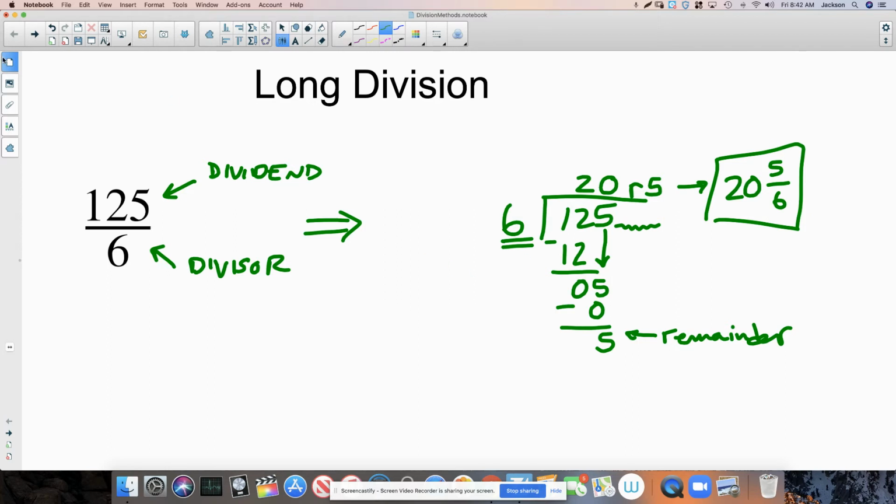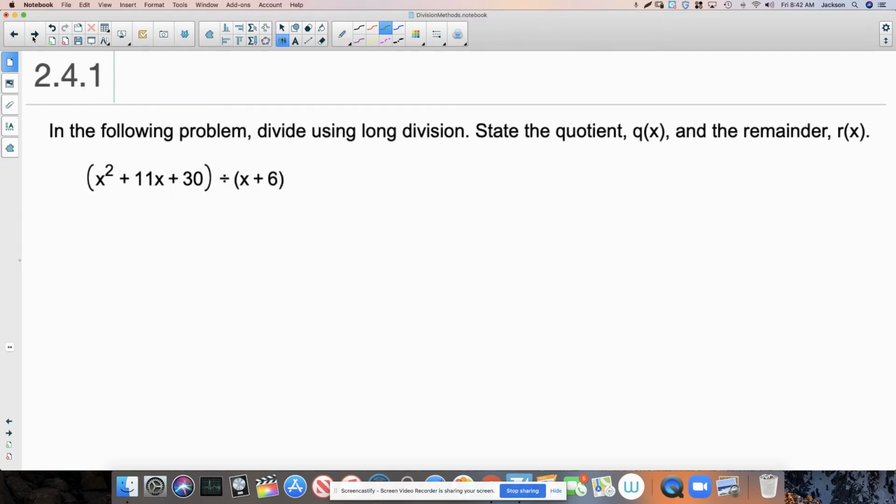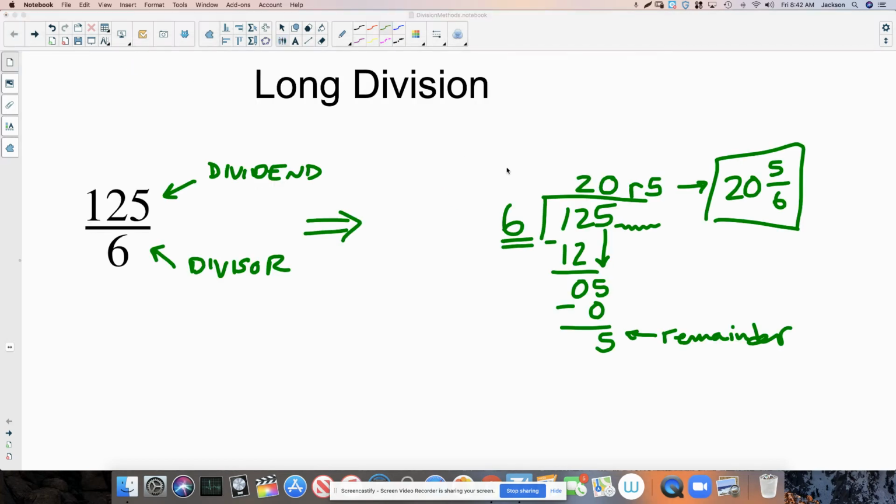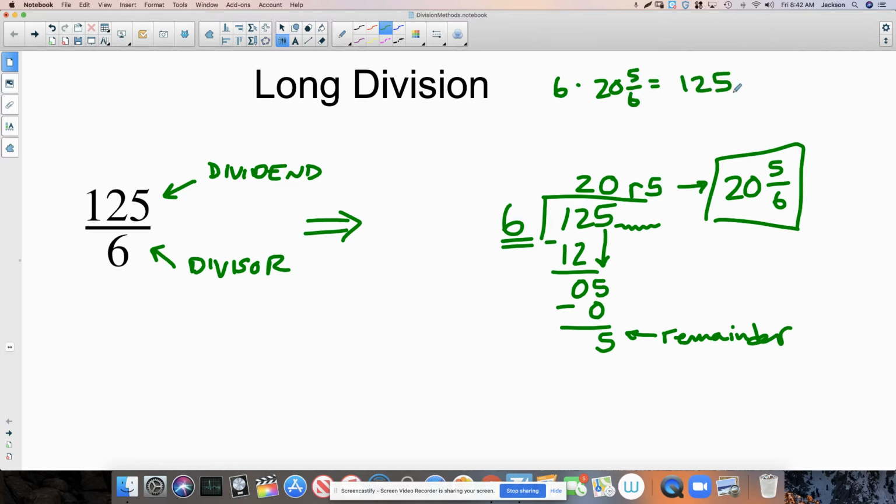So what does this mean for us when we want to do this? Again, why are we doing division, right? We divide to figure out what we multiply by. In fact, let's go back here for a second. So what does this mean? This means that 6 times 20 and 5/6 is equal to 125. Okay, so by doing division, I'm coming up with the number that I multiply this by to get this number.